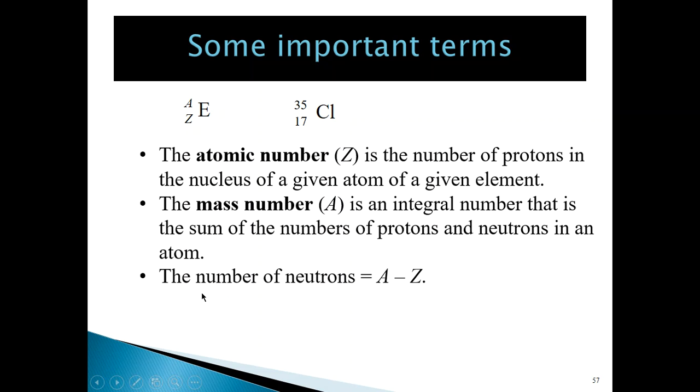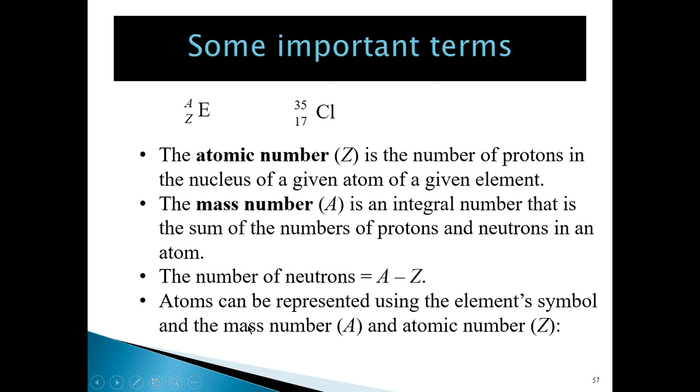So it's very easy to determine the number of neutrons. All you have to do is subtract the atomic number from the mass number, and that gives you the number of neutrons, right? And in most textbooks, you see this kind of shorthand way of representing the symbol for an element along with its mass number and atomic number.